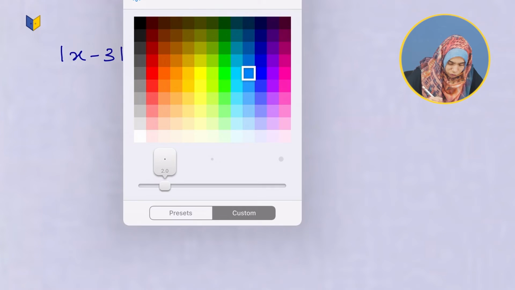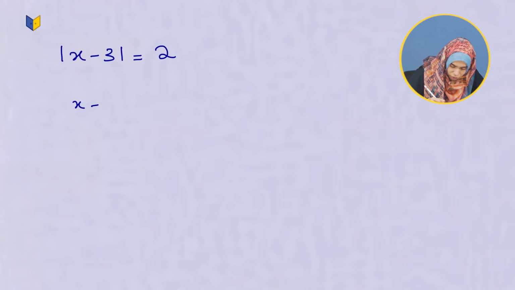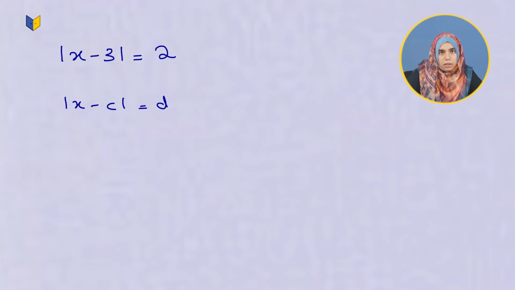This is our next question. Again, using the number line method, I need to identify first the center and the distance. d is pretty obvious. And as you can see, d is positive. That tells me that I'll be getting two solutions. There are going to be two solutions. But then what is the center? The center is very obviously 3.